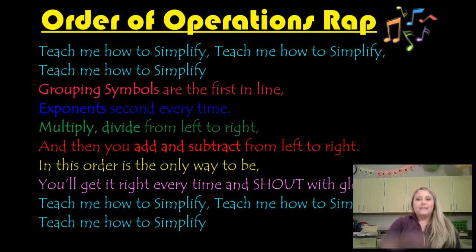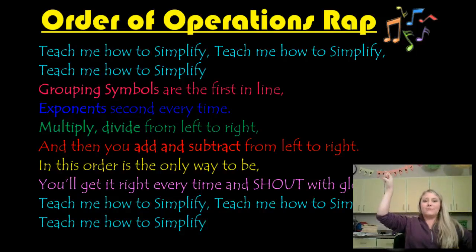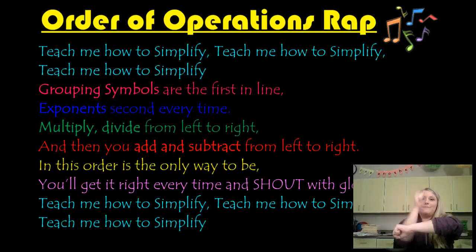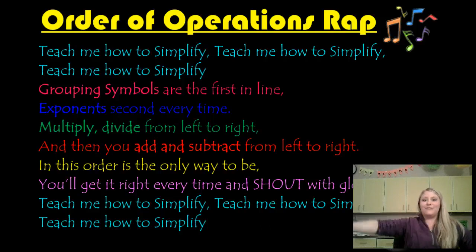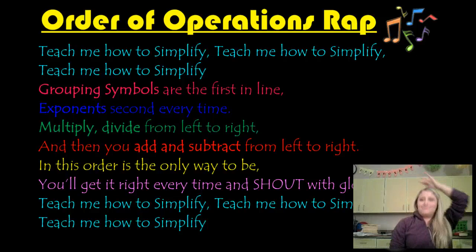So here it goes. Teach me how to simplify, teach me how to simplify. Grouping symbols are first in line, exponent second every time. Multiply, divide from left to right, then you add and subtract from left to right. In this order is the only way to be. You'll get it right every time and shout with glee. Teach me how to simplify.